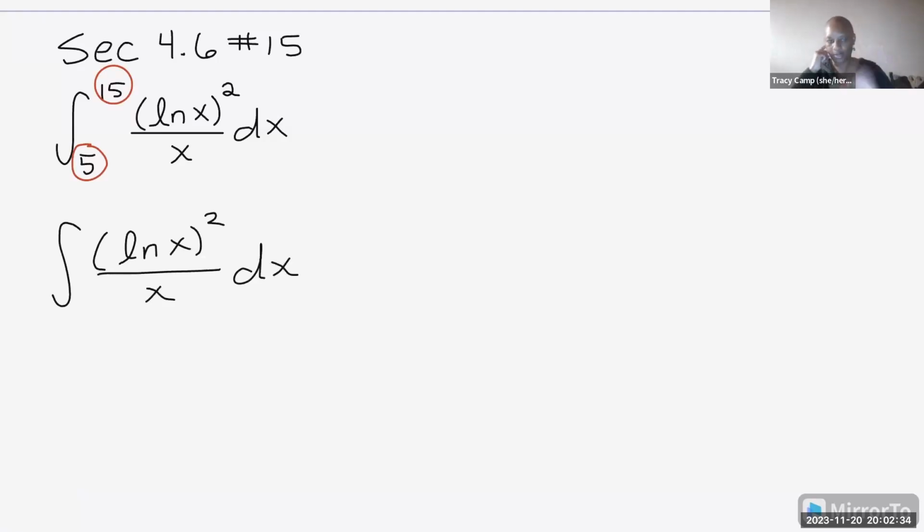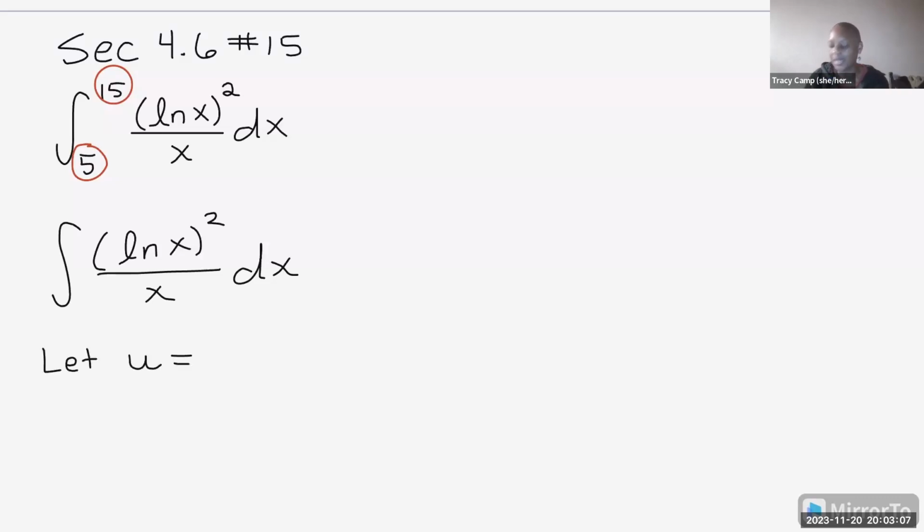Not worrying about those numbers, the 5 and the 15, the lower and upper limits of integration. We start off just finding the antiderivative, the same as you would with any definite integral if you're using the fundamental theorem of calculus, which we are definitely using. So I'm going to find the antiderivative of natural log of x squared over x, which means the first thing I'm going to do is pick a U.